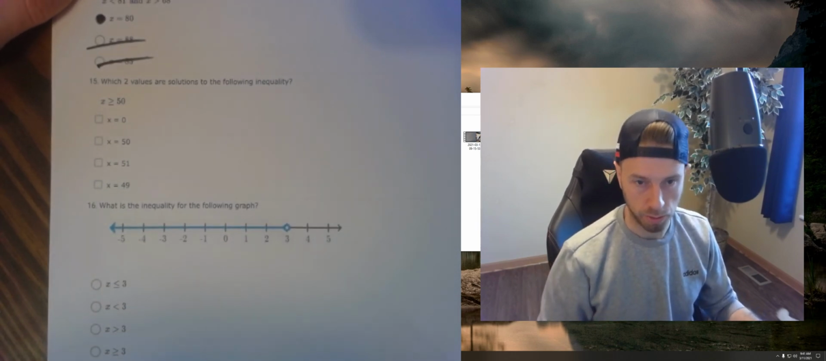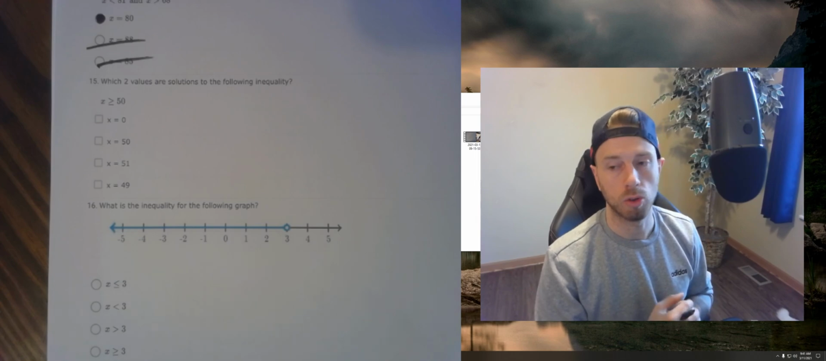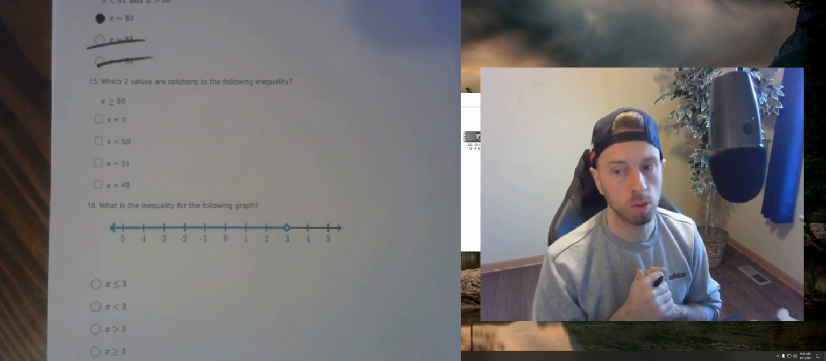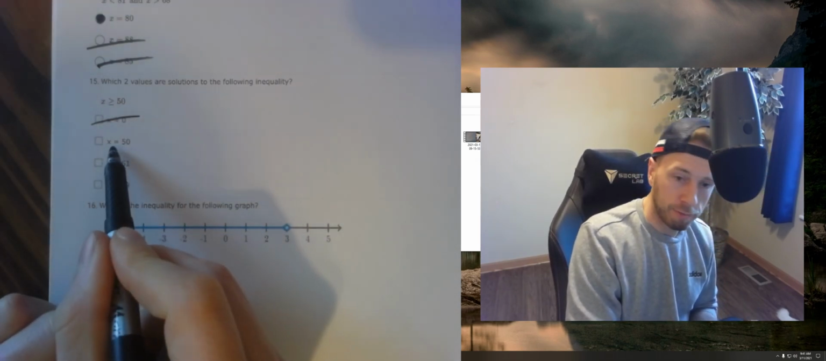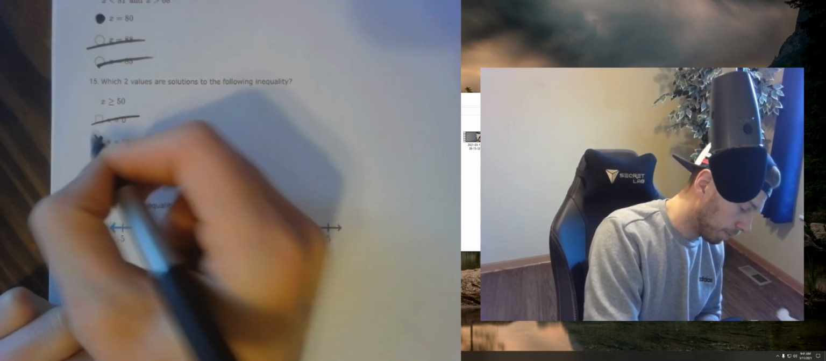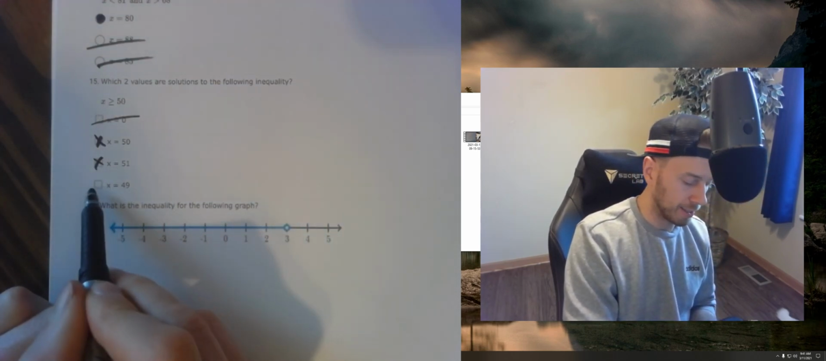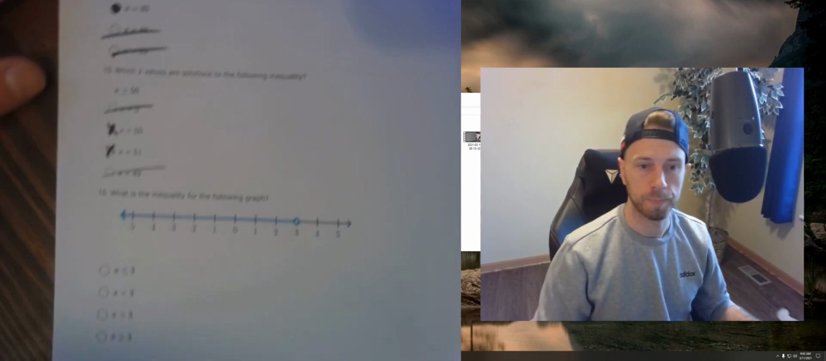Which two values are solutions to the following inequality? The inequality says x is greater than or equal to 50. So I need any value that is greater than or equal to 50. 0 is not greater than or equal to 50. 50 is greater than or equal to 50. 51 is greater than or equal to 50. 49 is less than, so that's not correct either. So there's your two answers for number 15.